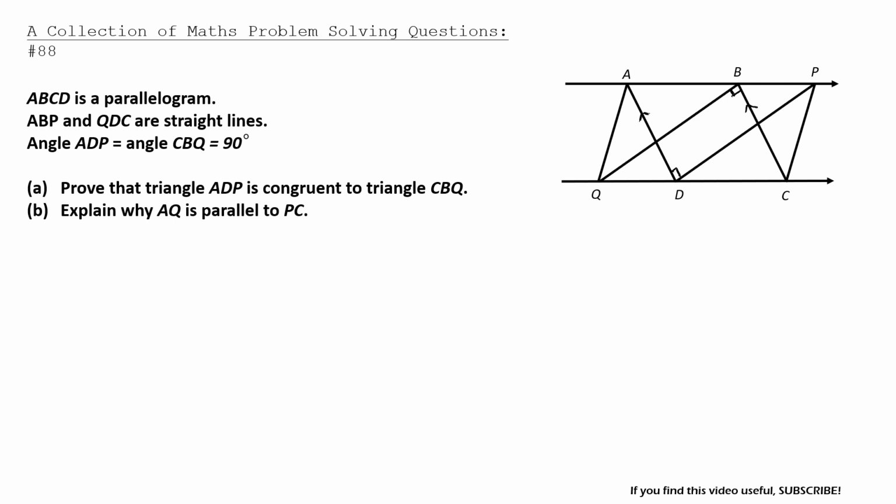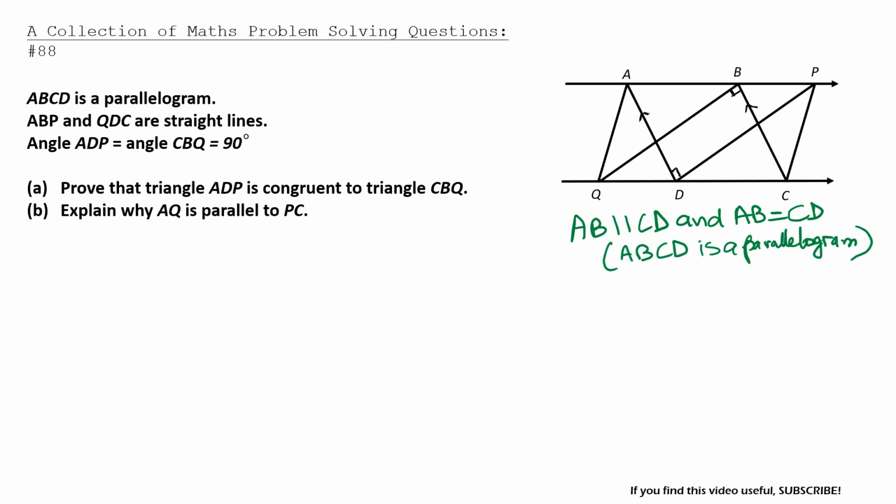to PC. So we're going to start with the congruency part of the proof, and this is what we have to prove. So the triangle ADP is congruent to triangle QBC or CBQ. So we start with AB is parallel to CD. Now that's already given to us, AB parallel to CD, because ABCD is a parallelogram. And also AB is equal to CD, isn't it? Because it's a parallelogram.